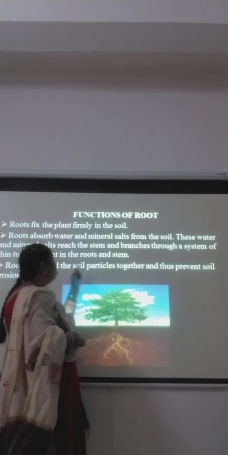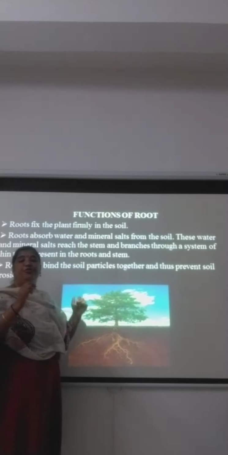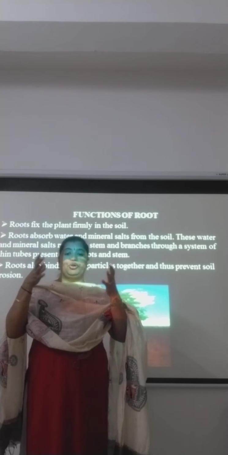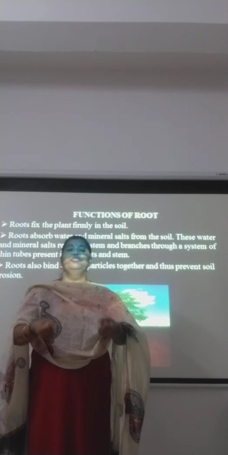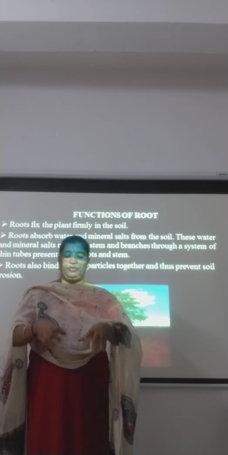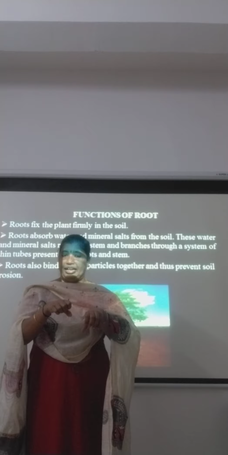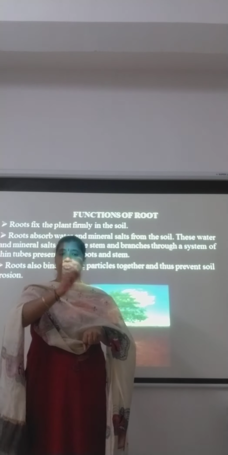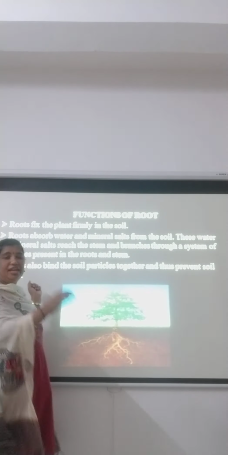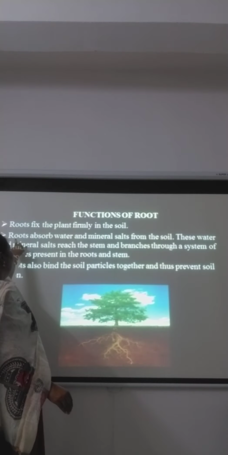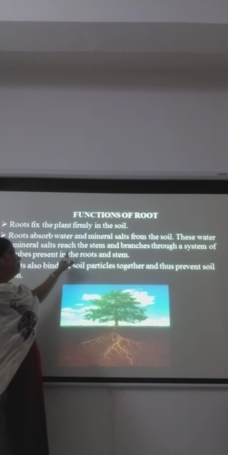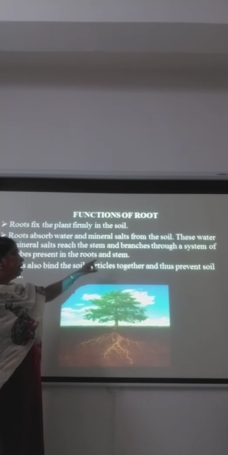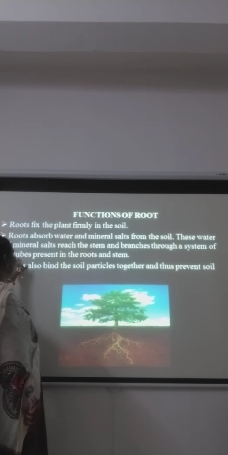Let us see. The root fixes the plant firmly in the soil. So, the first important function is the roots will hold the plant very tightly in the soil. It will go inside the soil, it will attach to the soil and it will not allow the plant to move anywhere. That is, it will fix it. Then, root absorbs water and mineral salts from the soil. These mineral salts reach the stem and branches through the tubes present in the root system.